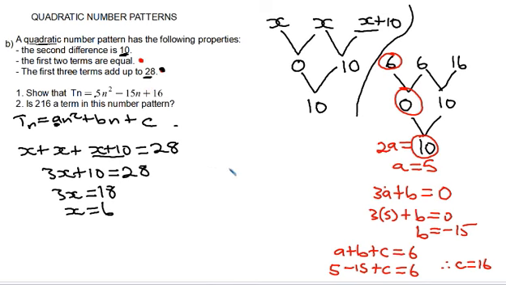And that's what we are looking for. So we are saying our A is equal to 5. Our B is equal to negative that. And our C is equal to that. And that is what we wanted to show there. So we've shown that Tn is equal to that, because we have seen that A is equal to 5, B is negative 15, C is equal to 16. And then the next question.